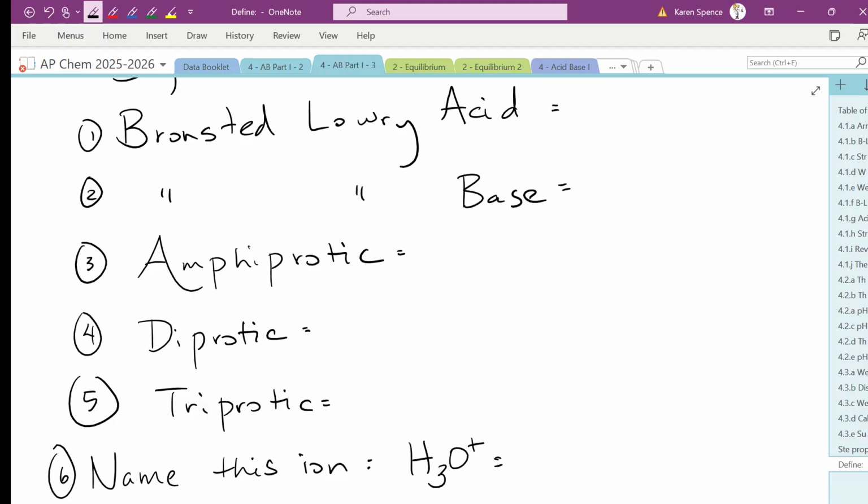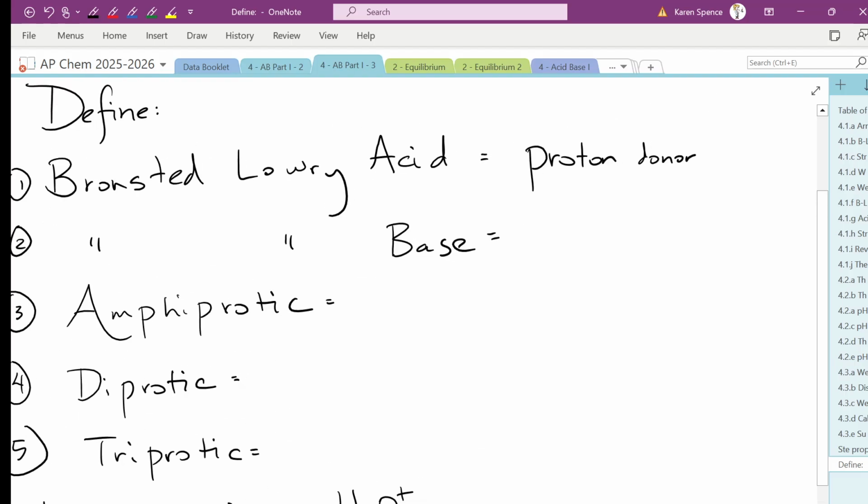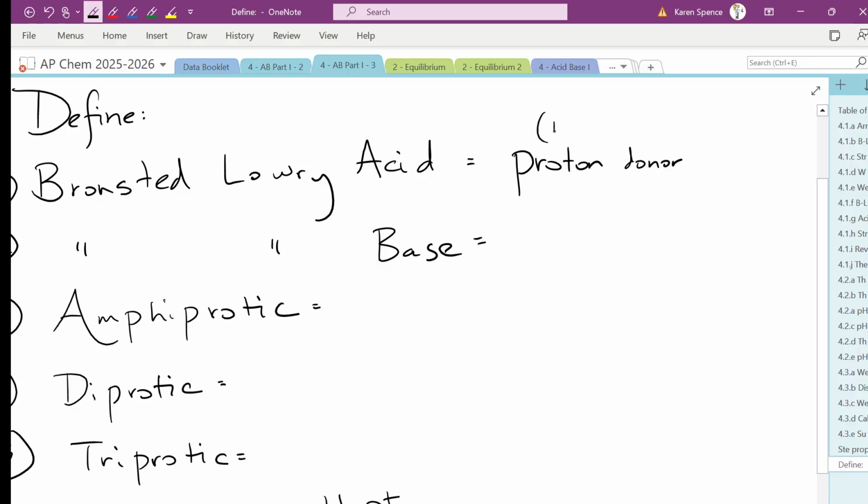Okay. Bronsted-Lowry acid. Sylvia. Yeah. Proton donor. What do we mean by proton? Hydrogen. Good. Bronsted-Lowry base. Rashika. Proton acceptor.